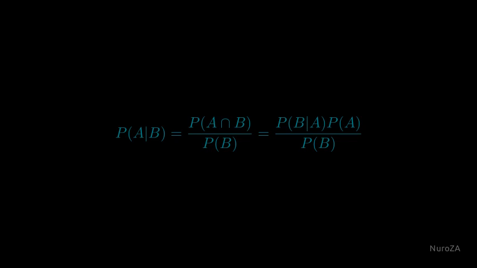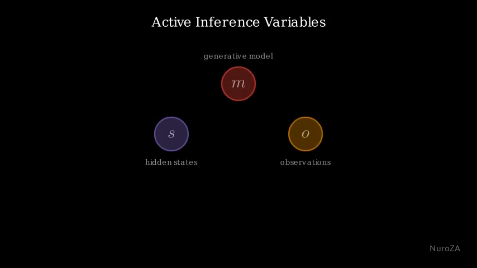Now let's look at what we're dealing with in this active inference paper. We have three key quantities: O, which represents observations that we can measure or see; S, which represents hidden states that we cannot directly observe; and M, which represents the generative model, essentially our assumptions about how the world works.